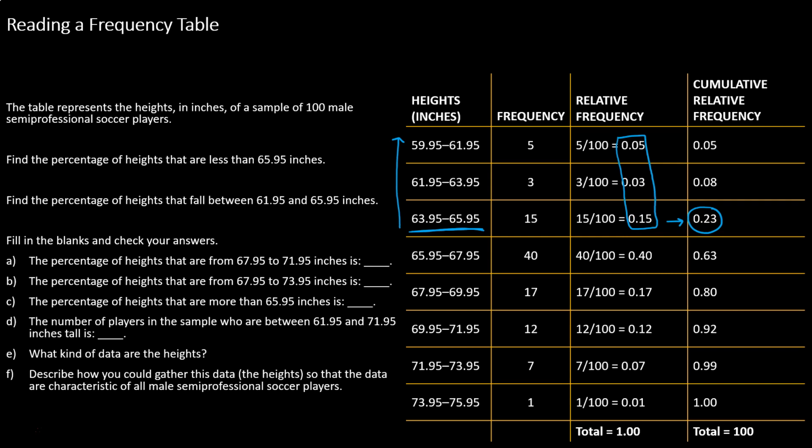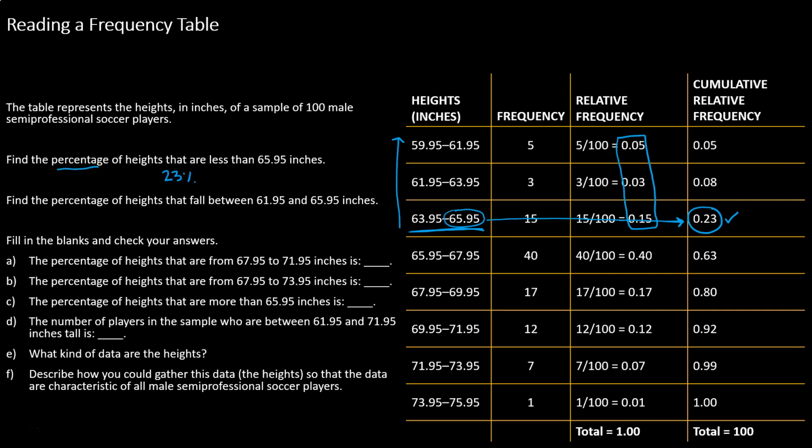So this is great. If we wanted to know the percentage of heights that are less than 65.95 inches, we just find 65.95 on our table, and we follow that all the way over to the cumulative relative frequency value. We take that decimal and convert it to a percentage because our question wants a percentage. So we would put 23%.